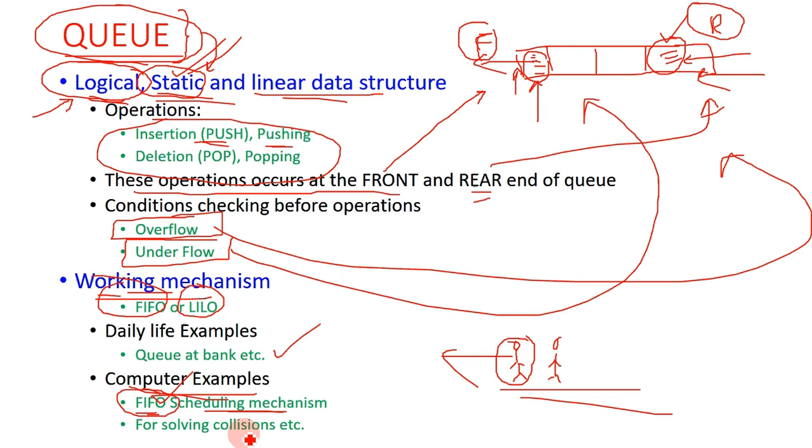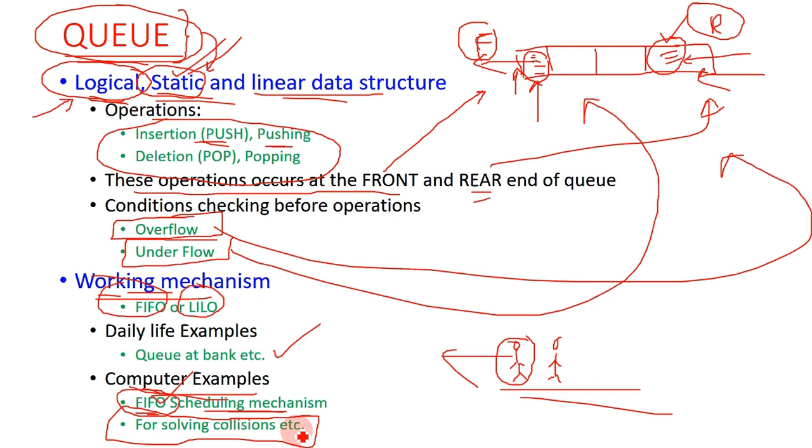For solving collision, this is called the arbitration rules. When more than one process has the same priority, you can solve that collision by using FIFO or the queue. Okay, so the process that comes earlier will be served first. Okay, this was the brief introduction of the queue.